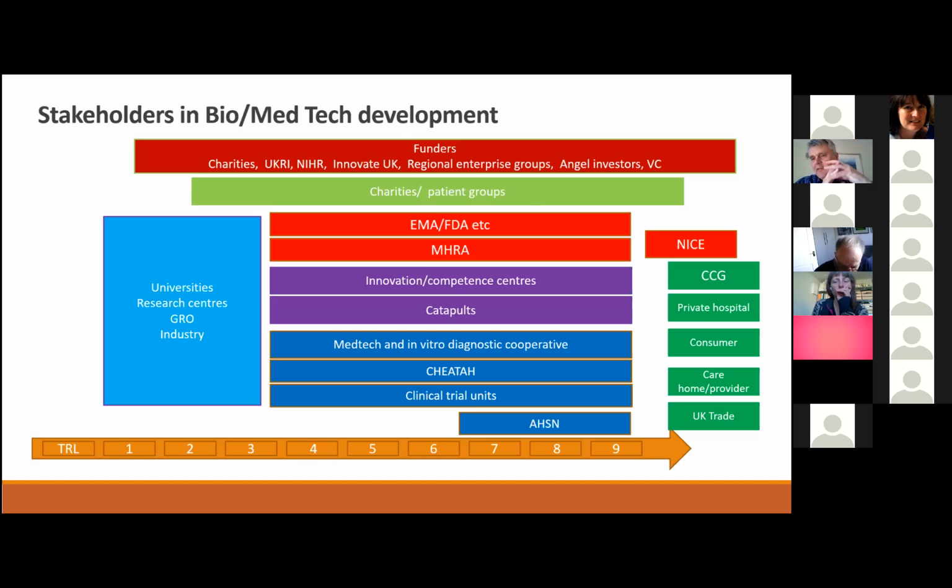clinical groups, you've got private hospitals, you've got all the main customers, care home providers, the Department for Trade wants any of your ideas they can sell abroad and bring in overseas investment. And you have nice regulators at the end. So they have all got a vested interest in things coming out the other end. But again, the patient has to be using it.